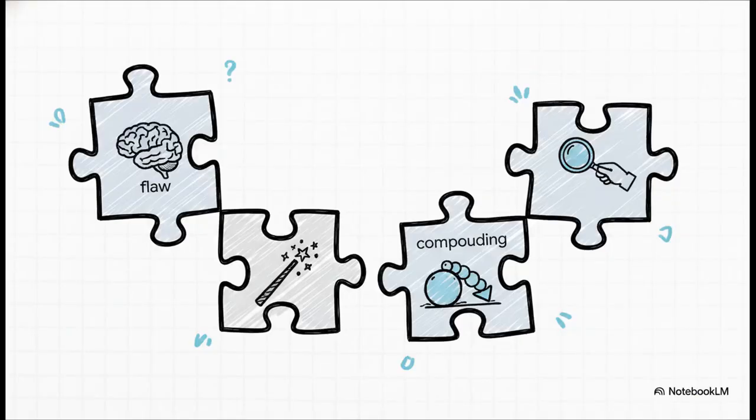Here are your 4 clues. 1. A psychological flaw mirrored by machines. 2. The illusion of impartial algorithms. 3. The compounding nature of minor prejudices.